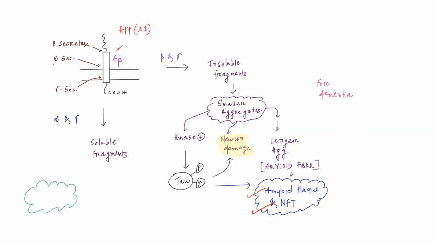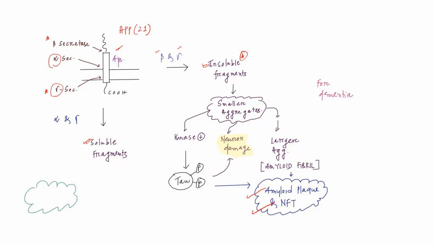Now, if alpha and gamma secretase act on this protein, they will make soluble fragments, which are non-amyloidogenic, and this is what happens normally. But in patients with Alzheimer's disease, there will be action of beta and gamma secretase. Whenever there is action of beta and gamma secretase, they will produce insoluble fragments. These insoluble fragments will initially form smaller aggregates.